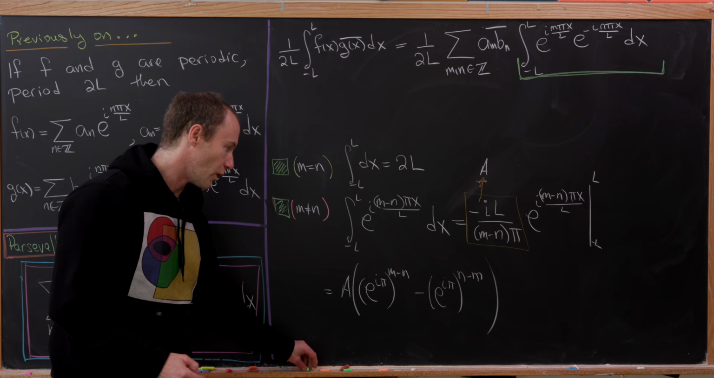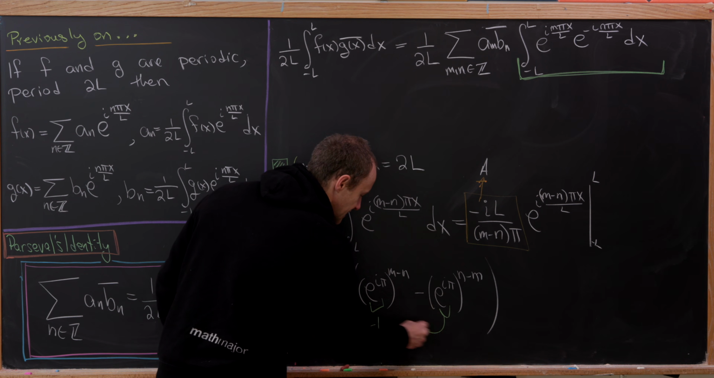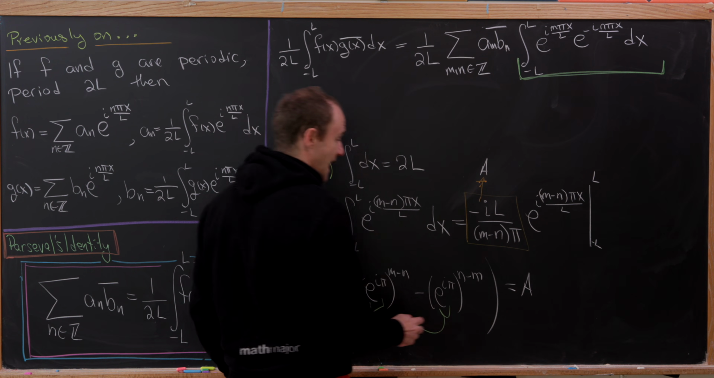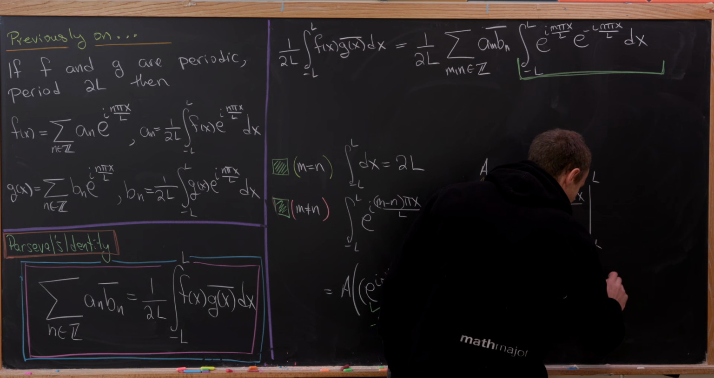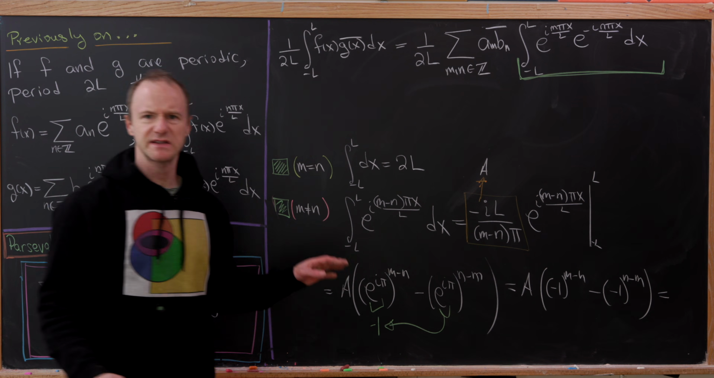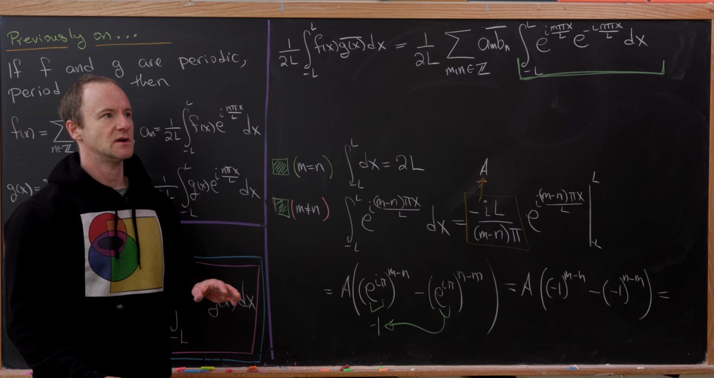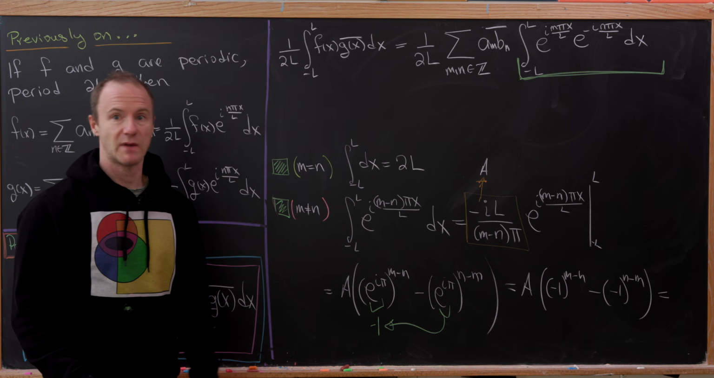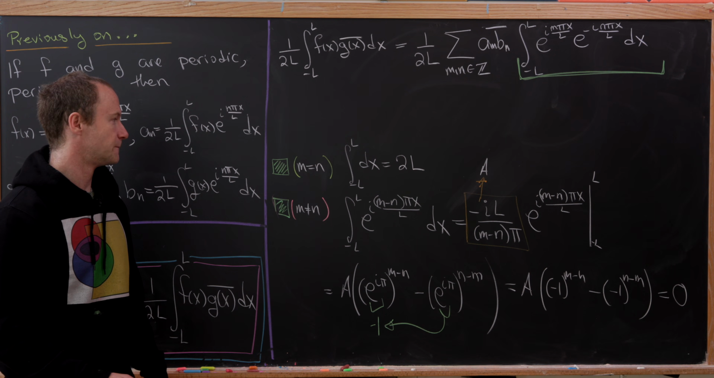Okay, but then by Euler's famous formula, e to the i pi, in both of these cases, is equal to minus 1. So this simply gives us that constant a, and then we'll have minus 1 to the m minus n, and then minus 1 to the n minus m. But let's notice that m minus n and n minus m have the same parity. In other words, they're both even or they're both odd. So that means those two powers of minus 1 are always the same, which means that cancels down to 0.